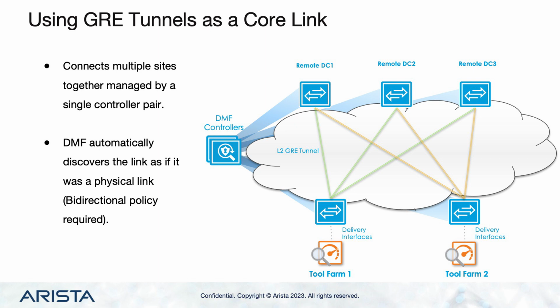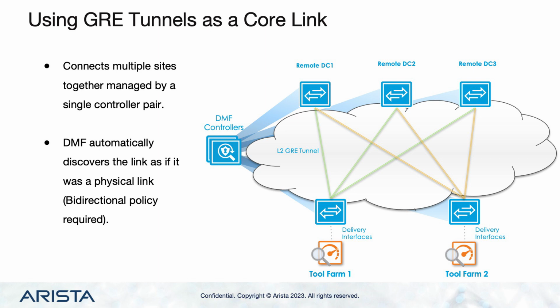In this situation, we have 3 remote data centers and 2 tool farms. By using multiple policies, we can take traffic from any one of these data centers and send it via GRE to any of the tool farms, even if these tool farms are geographically disparate.